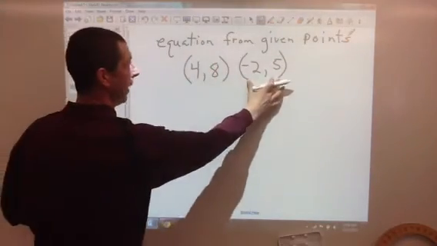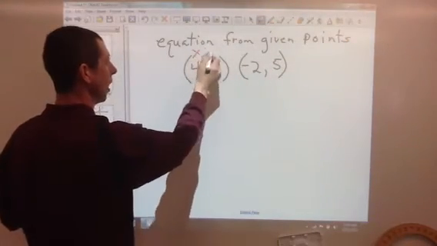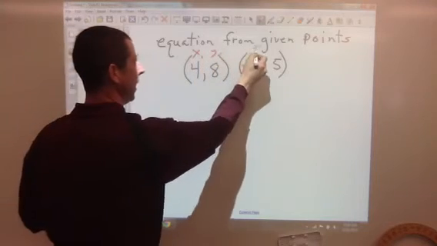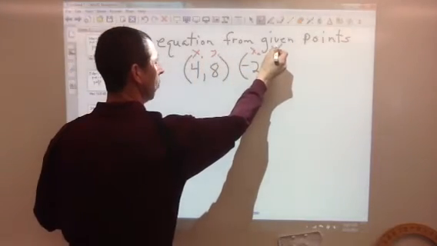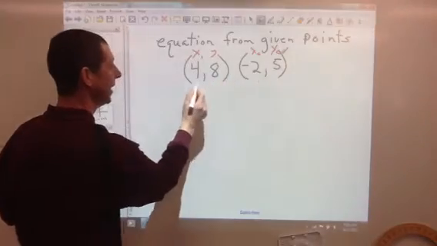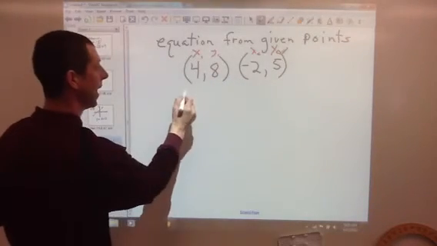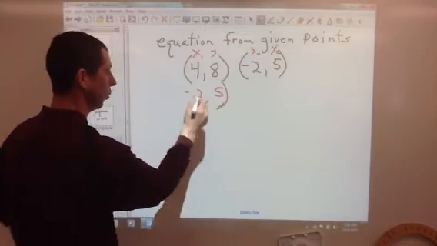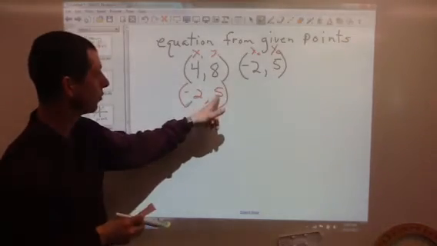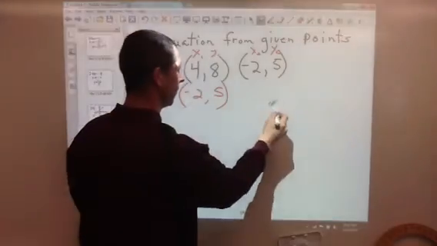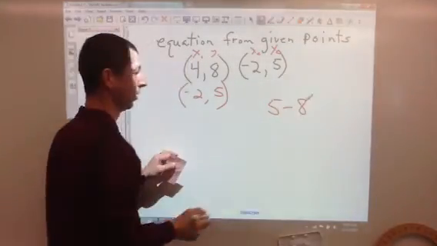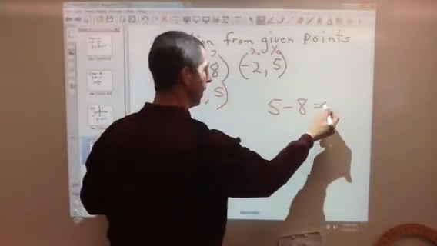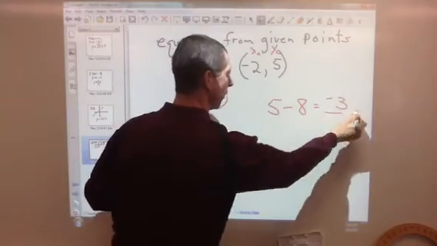Okay, this is x1, y1, x2, y2. Okay, and when we did this, we took these and we moved them down. So I'm going to move them down here because this is going to be familiar to the students. Okay, now we subtract here, so 5 minus 8, and 5 minus 8 is -3.